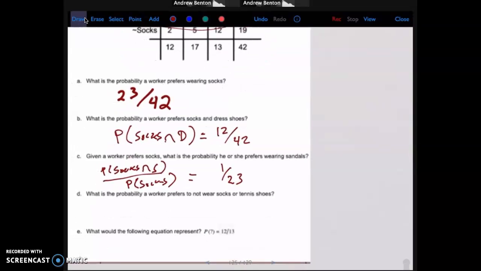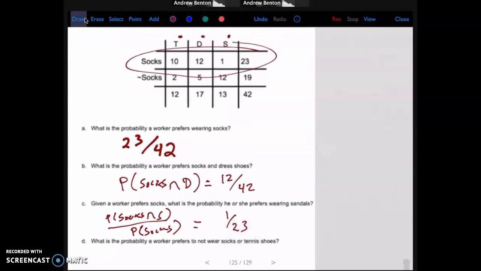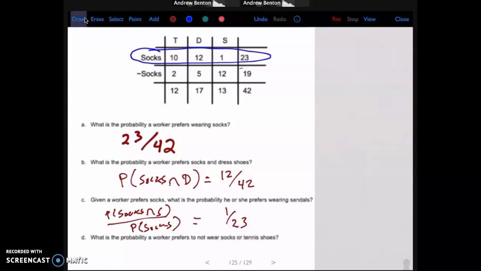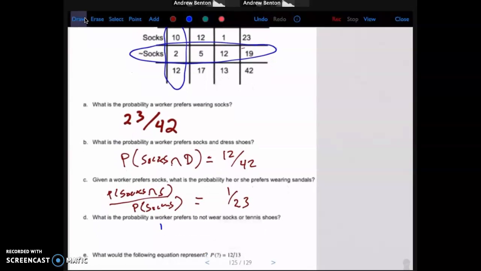What is the probability a worker prefers not wearing socks or tennis shoes? So not wearing socks or tennis shoes. So you're going to add the probability of the people that prefer to wear socks. Oh, not socks, my bad. Undo. We're going to go not socks and tennis shoes. So we're going to do 19 plus 12 minus the thing they counted twice, minus 2. So that's going to give me 29 divided by the total of 42.